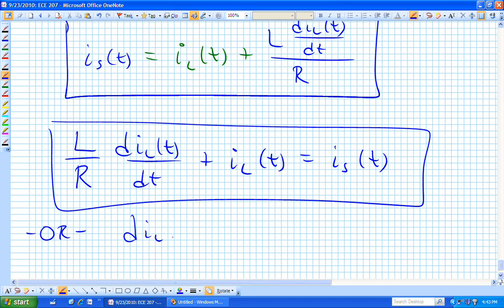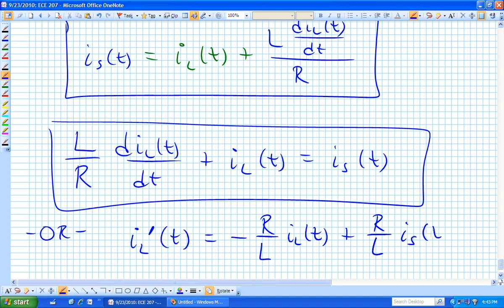Throwing some terms around here. Oh, and I didn't do it that way before, did I? I replaced my derivative with something that's quicker to write, which is I sub L prime. And that's now going to equal what's left: minus R over L I sub L plus R over L I sub S. Again, a first order differential equation. Questions on that?